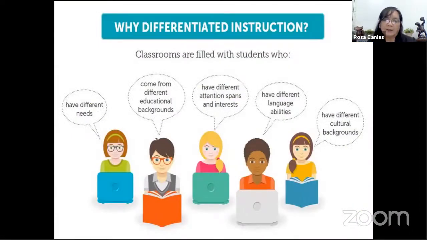Then why do we have differentiated instruction? Maybe because classrooms are filled with students who, because in inclusive, we have learners with different needs.